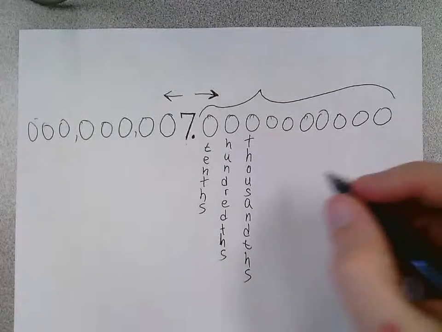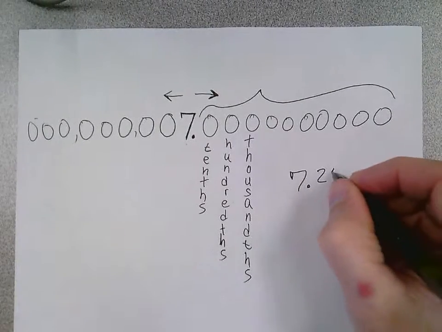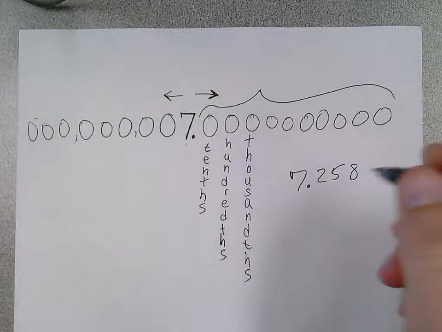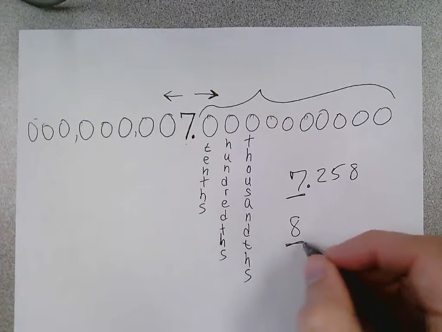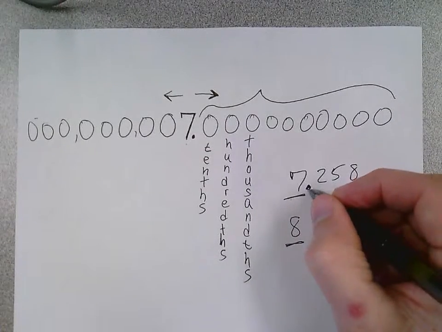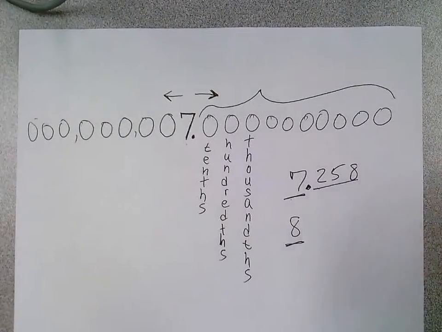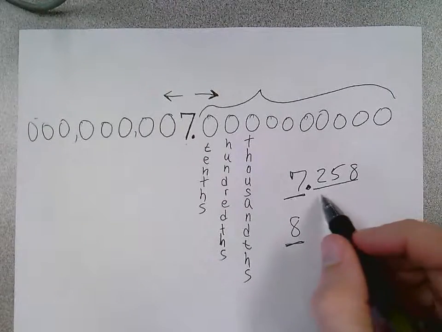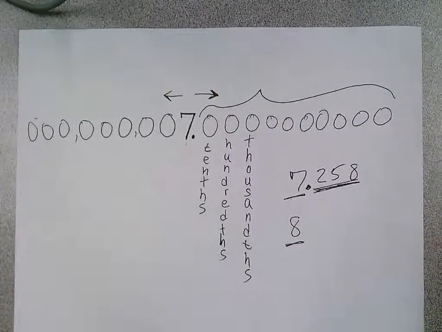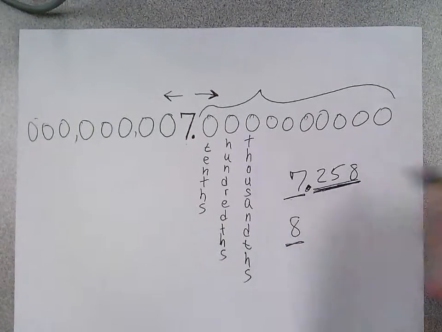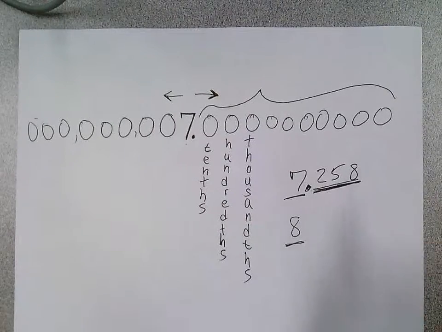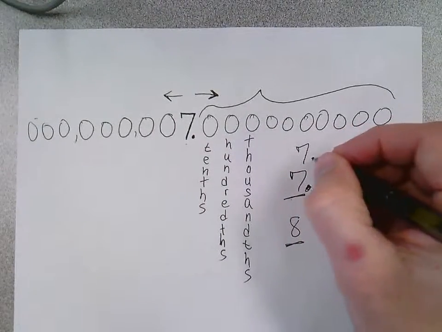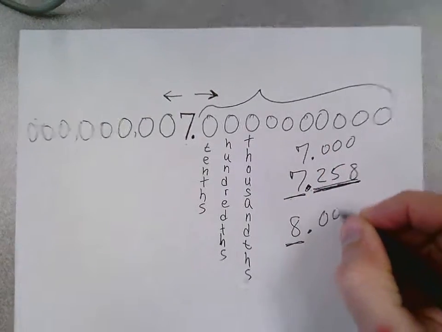So if I wrote the number 7.258, that number would be between the whole number 7 and the whole number 8, because it's 7 and 258 thousandths, which is actually the correct name of that. But just letting you know that decimals are part of a whole number. Anything that's in the decimal places will be between whole numbers. So 7 and 258 thousandths falls between the whole number 7 and the whole number 8.